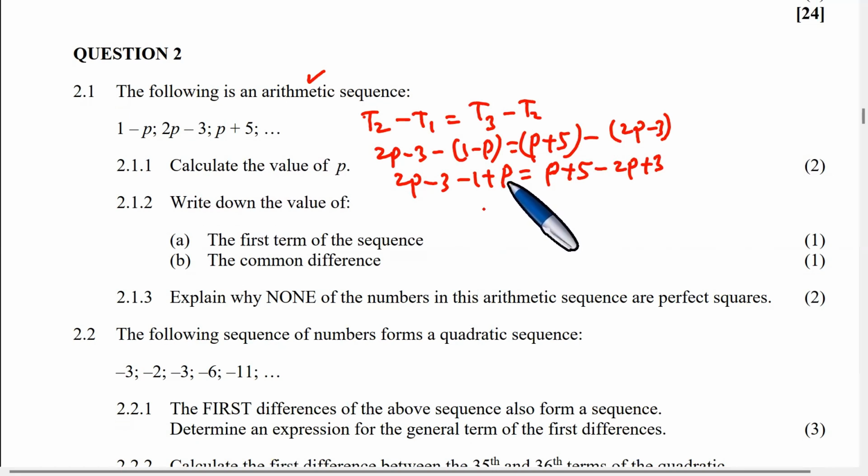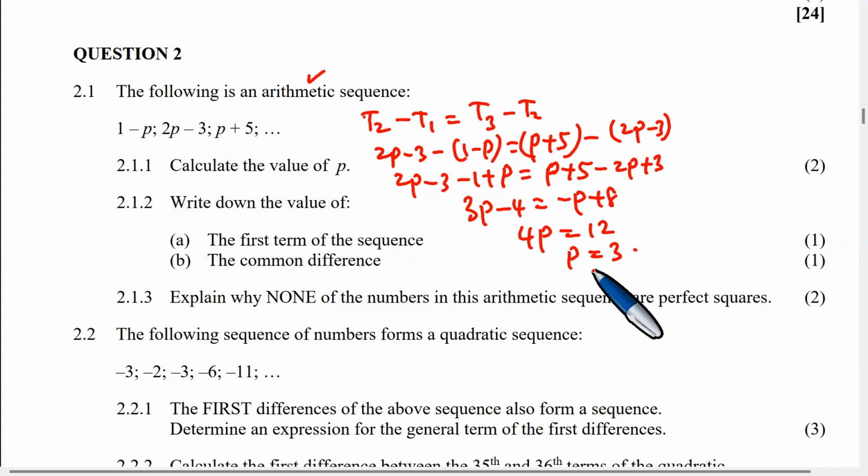Right. And this gives us 3p minus 4 is equal to p minus 2p becomes minus p plus the number 8. Meaning you have exactly 4p is equal to 12, which means p, if you divide 12 by 4, you get 3. So p equals 3. Right, so we've calculated the value of p. We have done question 2.1, and that is the answer to question 2.1.